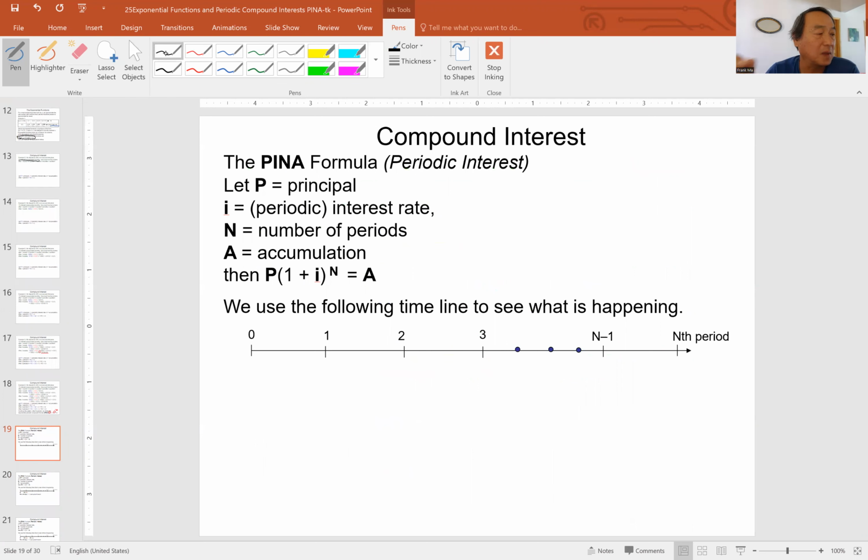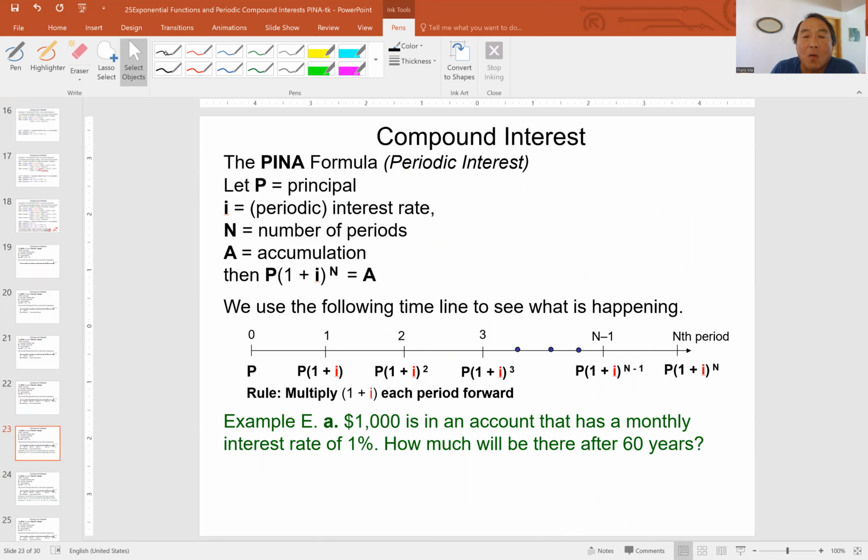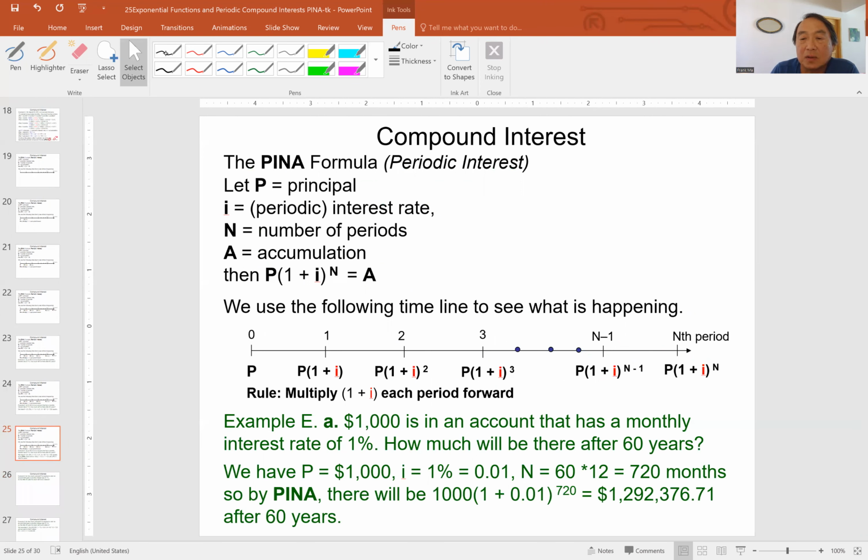It gives you the accumulation. For instance, visually, we start with P, then after 1 period, after 2 periods, so after n periods, I get that formula. So $1,000 after 160 years, how much do I get in returns? Well, change into those numbers, then plug into the formula, and I find the accumulation is that much.